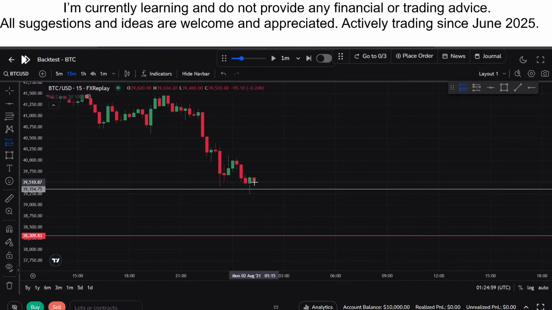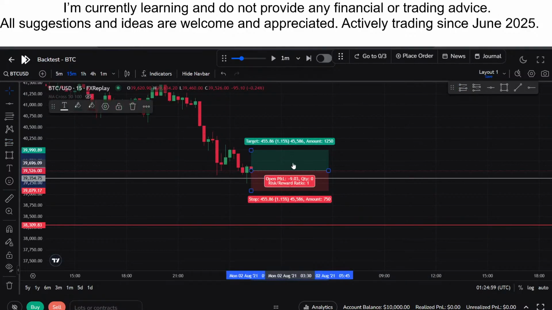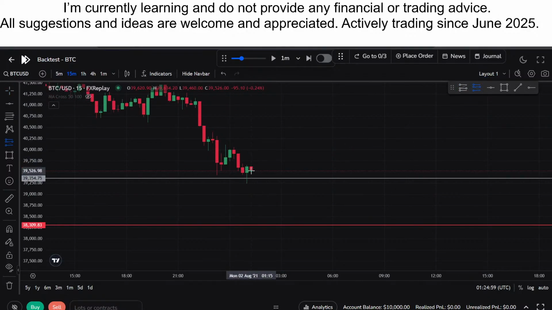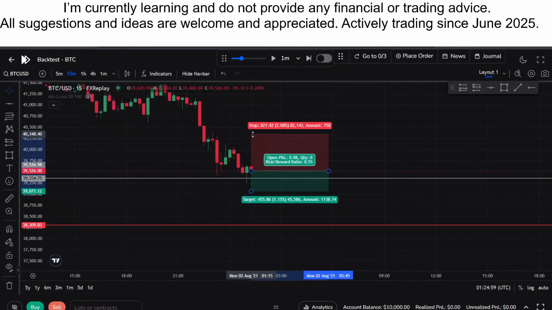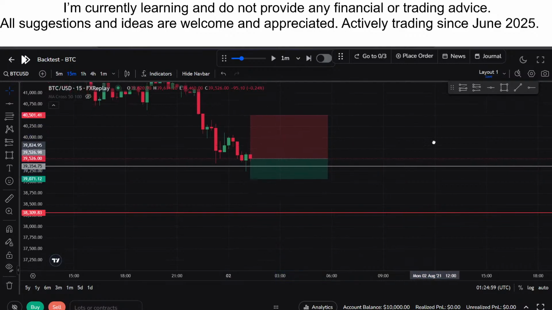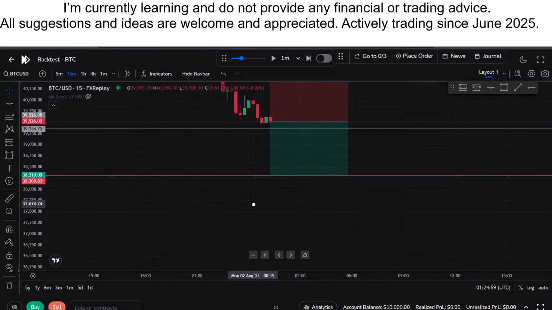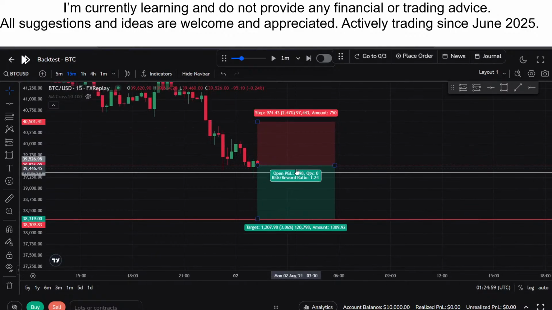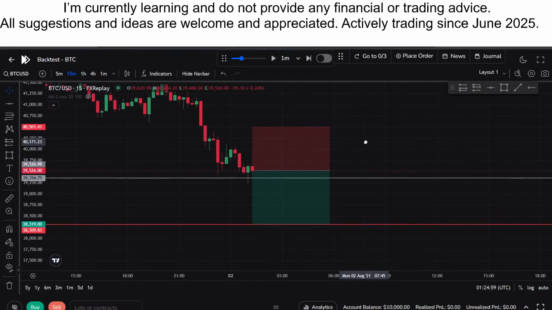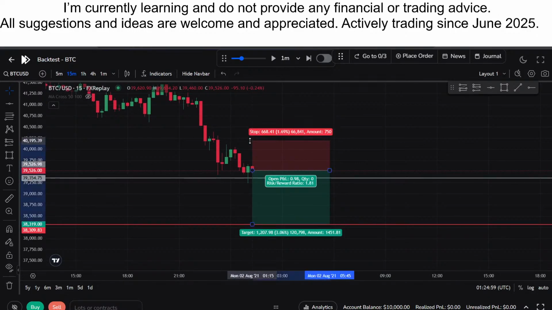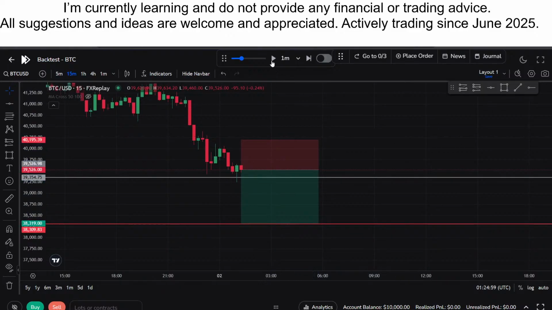So if I take a short position right here, and I will put my stop loss around this area. I should put my stop loss here. Is this fine? I will just put my stop loss maybe here. Okay, let's see what happens.